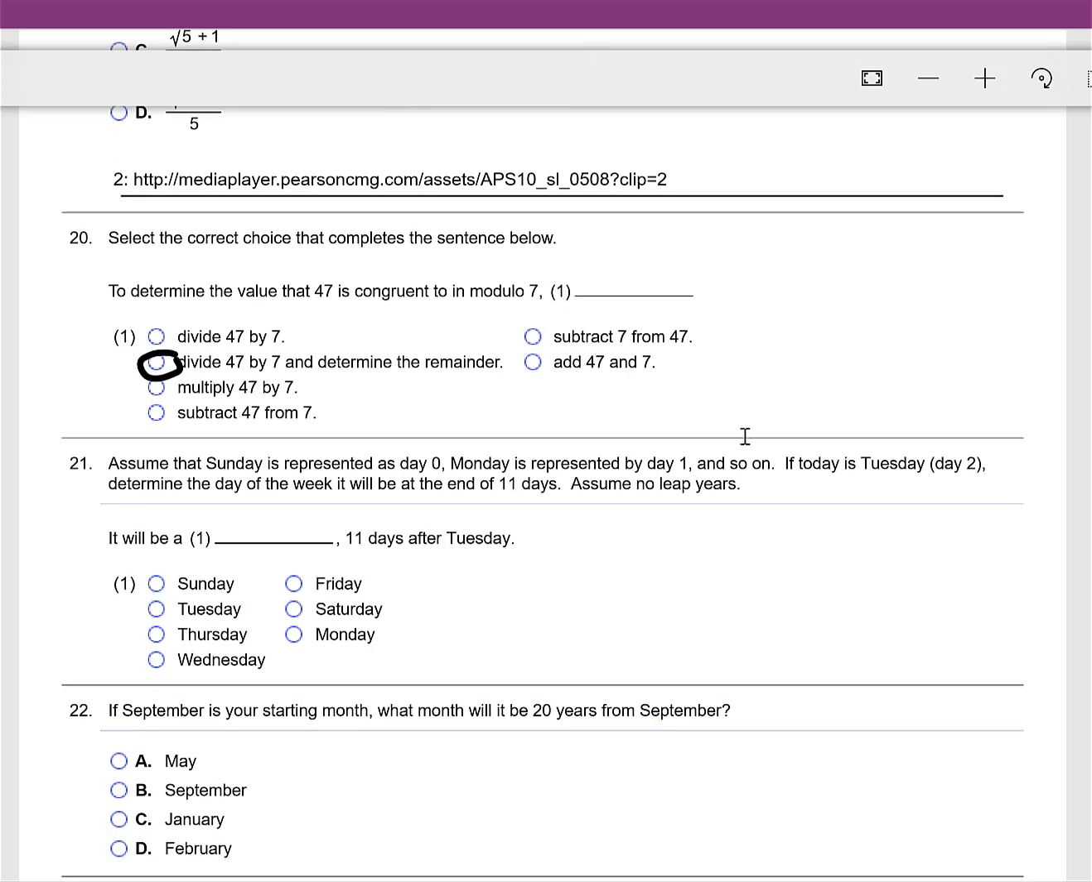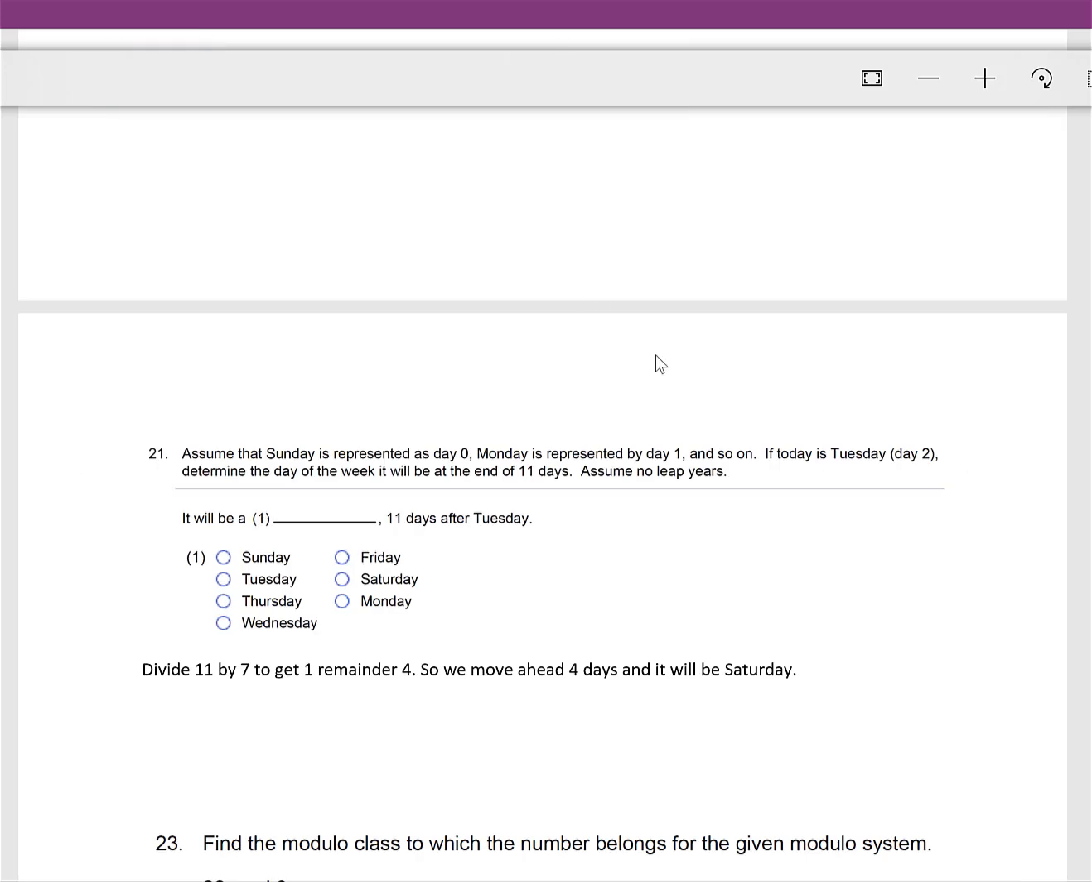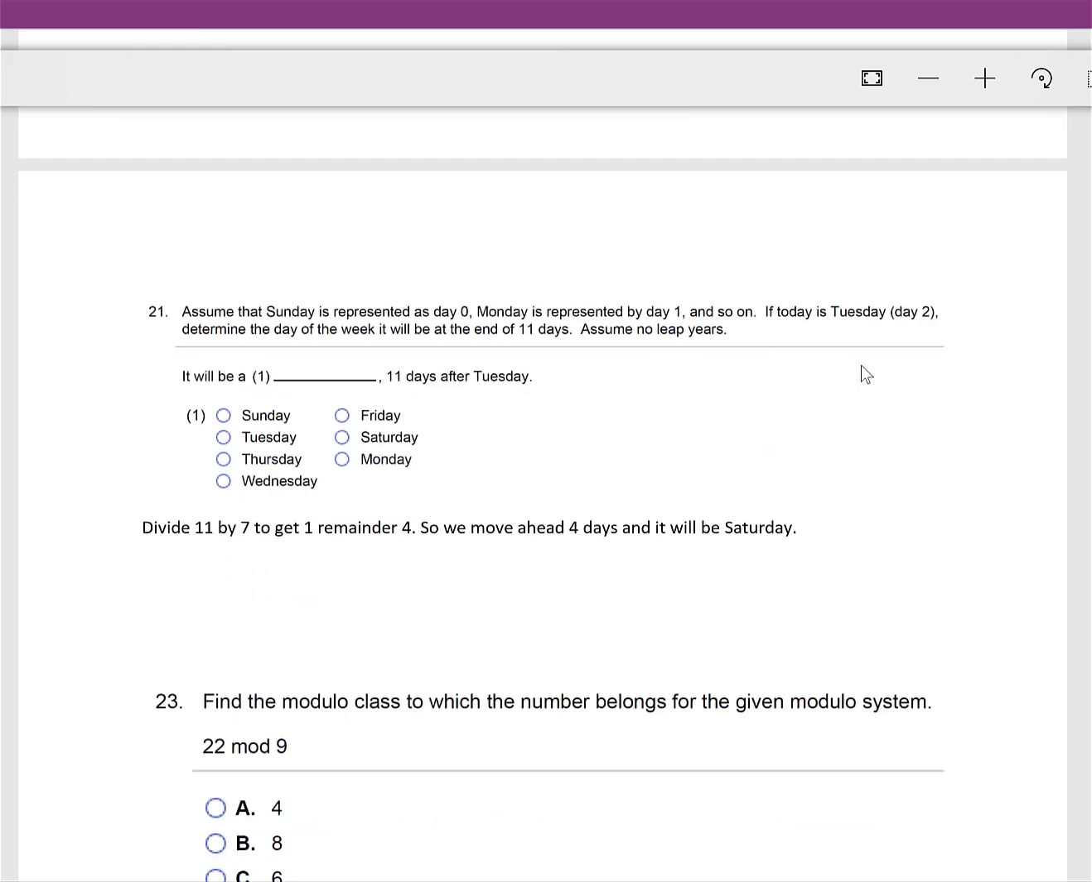All right, number 21. So let's go back to our detailed solutions here. Assuming that Sunday is represented by day 0, Monday by day 1, and so forth, today is Tuesday, determine the day of the week at the end of 11 days. So we're going to take 11 and divide by 7, and we get 1 remainder 4. So we're going to move ahead 4 days, and it will be Saturday.